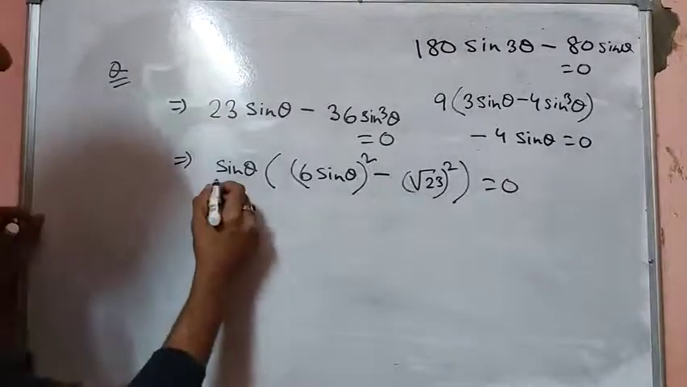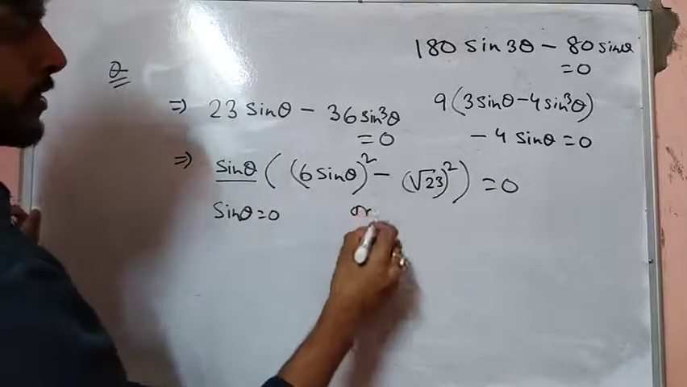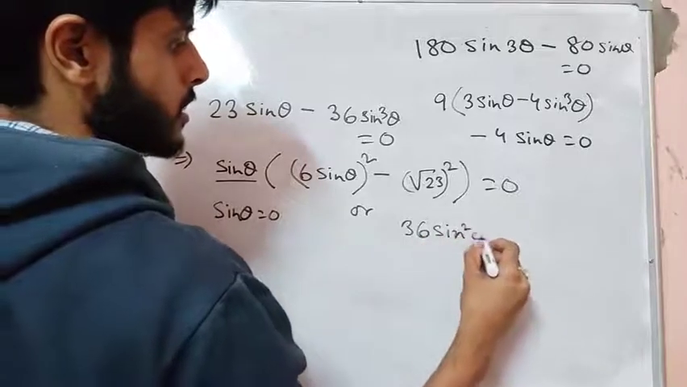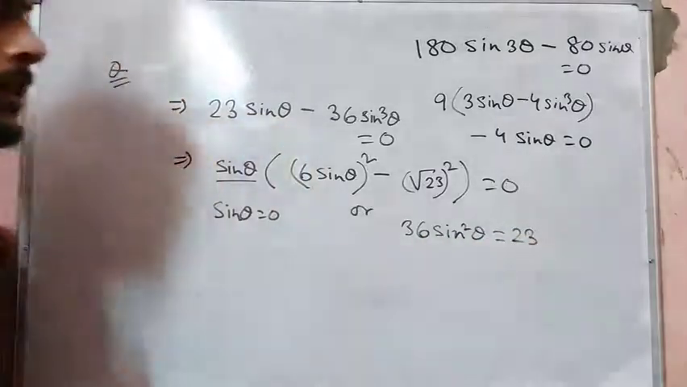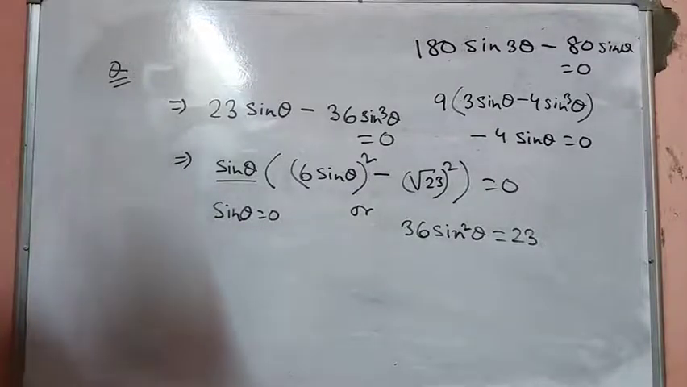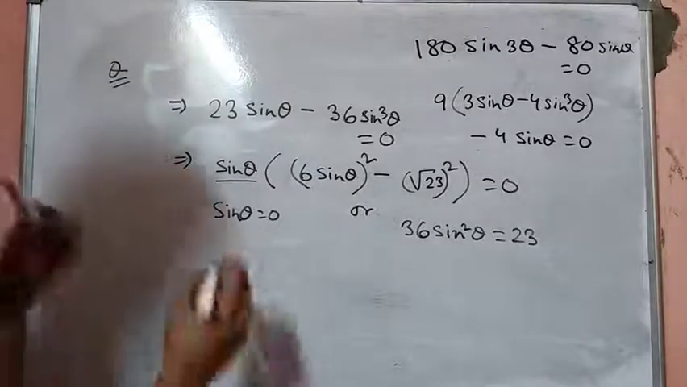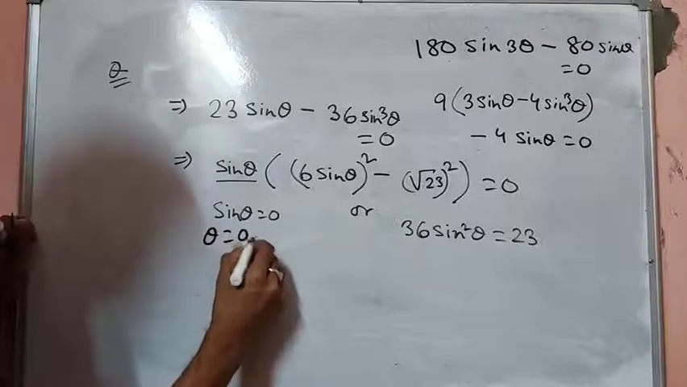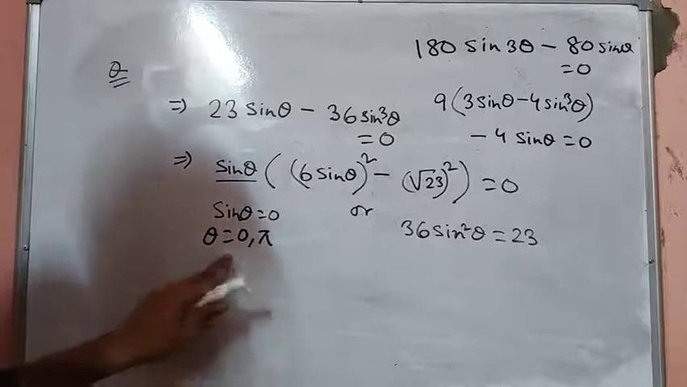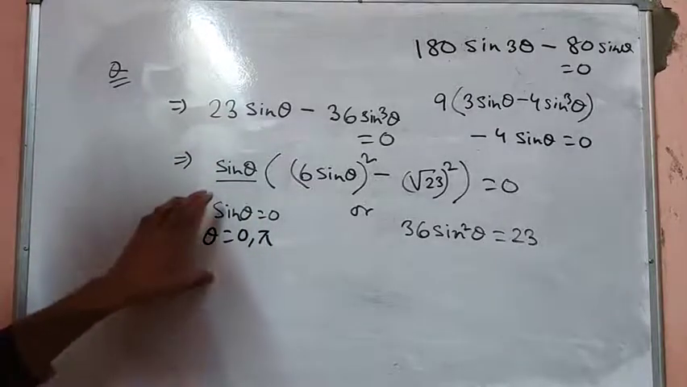So either sine theta should be equal to 0, or 36 sine square theta should be equal to 23. These are the two possible solutions. Sine theta equals 0 gives theta equals 0, pi. This is not desirable, as it shows the end points at the beginning and end of the cycle. We want the midpoints.